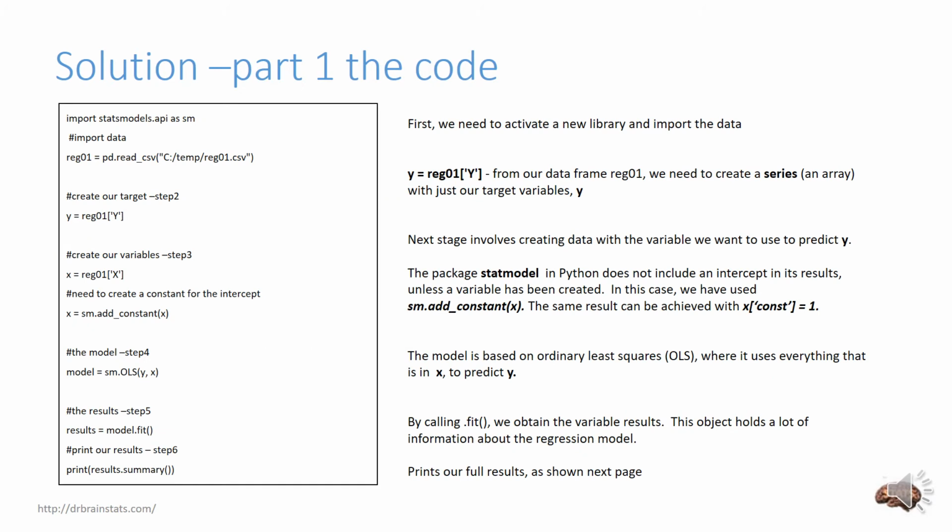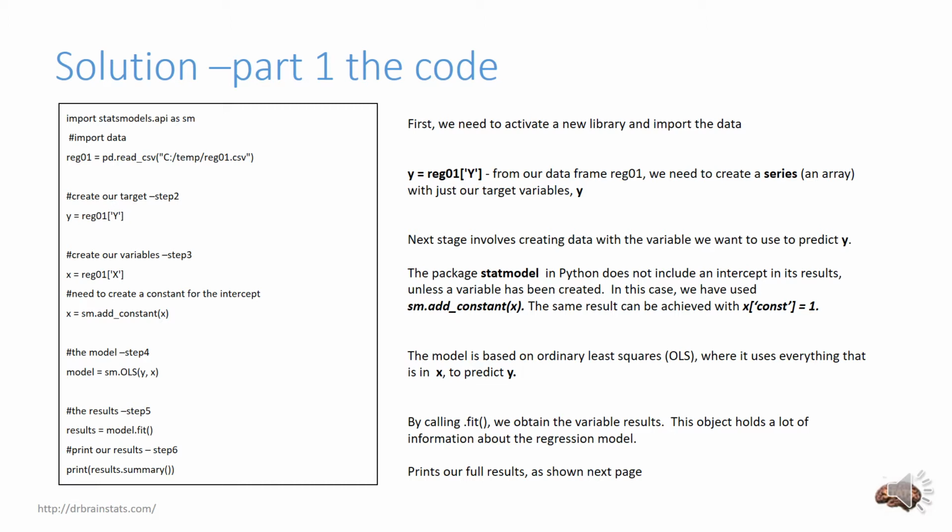And this brings us to the solution. Rather than talk through code, which I know is boring, I'll just briefly describe the steps. First of all, we need to activate a new library and import the data. Second, we need to create our target. This is y, based on our data frame Reg01. Next stage involves creating data with a variable we want to use to predict y.